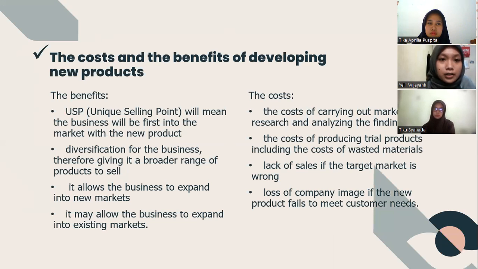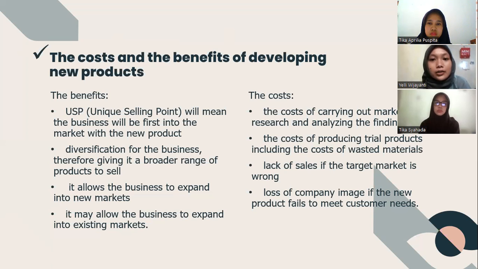Next is the costs and the benefits of developing new products. The first benefit is the USP, or unique selling point, which will mean the business will be first into the market with the new product. And the second one, diversification for the business, therefore giving it a broader range of products to sell. And then it allows the business to expand into new markets. And the last one, it may allow the business to expand into existing markets.